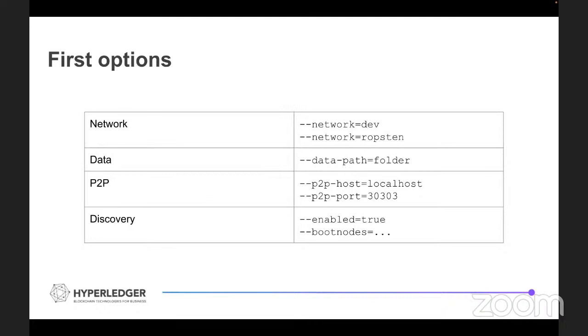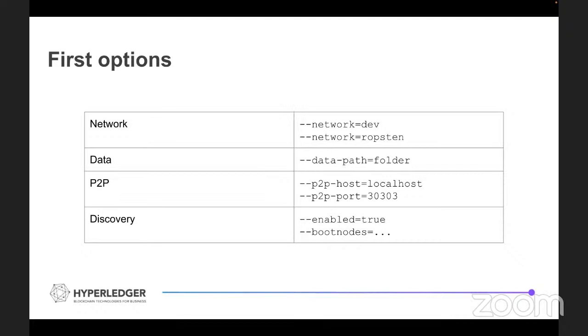For peer-to-peer, that's important because you want to expose peer-to-peer to the rest of the internet. By default, it's going to listen on localhost, which is not enabling you to get connections from the internet, which might not be what you want, right? And by default, the port is 30303. That's been the port for Ethereum for the longest time.